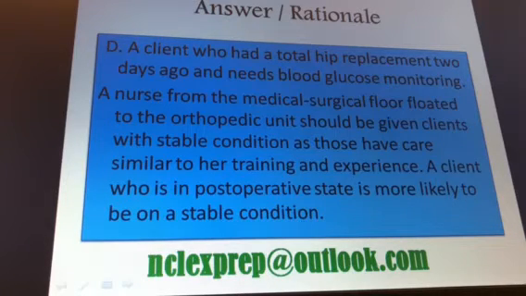So here's the answer with the rationale. The client who had a total hip replacement 2 days ago and needs blood glucose monitoring. The nurse from the medical surgical floor who floated to the orthopedic unit should be given clients with stable condition. Okay, this is very important. We already discussed this. Assign care similar to her training and experience, so her competence. Do not forget that. A client in the post-operative state is more likely to be in stable condition.